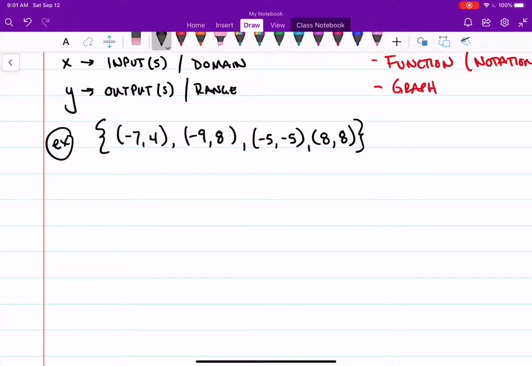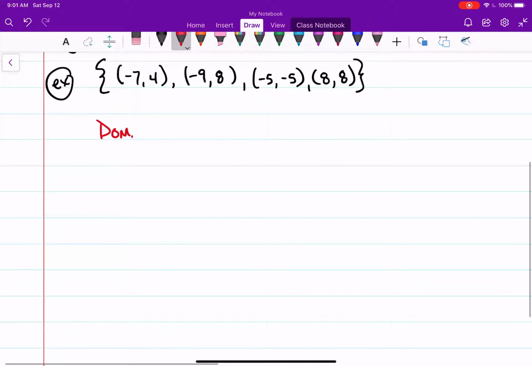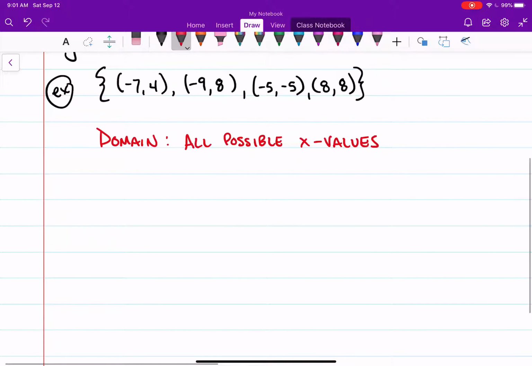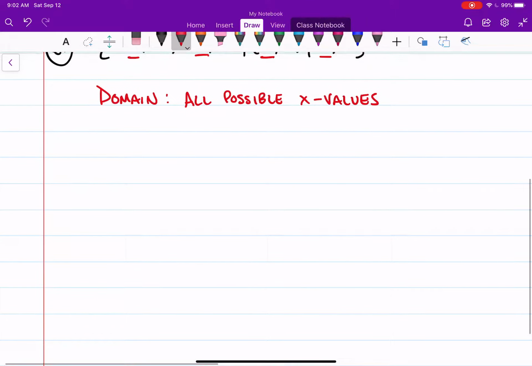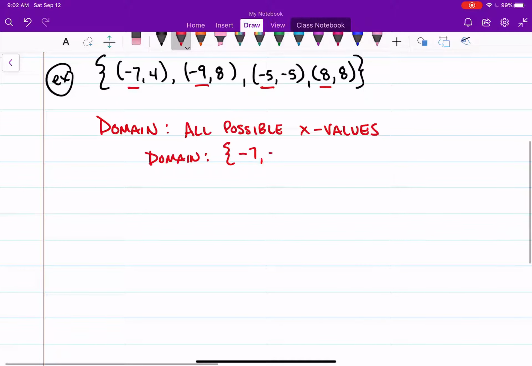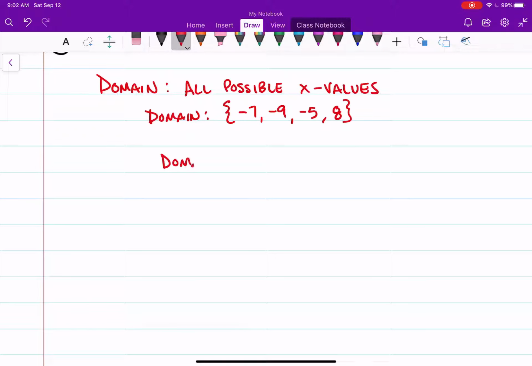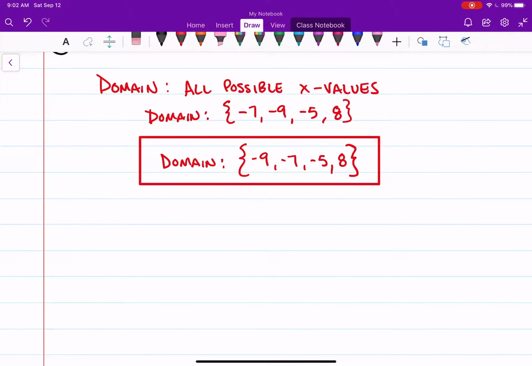All right, so if we were looking for the domain, well, the domain is all possible x values. In this case, if we look at these points, we have specific x values that we can name. And again, these are just 4 points on the graph. So the domain would be -7, -9, -5, 8. Typically, what I like to do is put these in numerical order, so I would start with -9, -7, -5, and 8. That's what I would say is my answer for the domain.